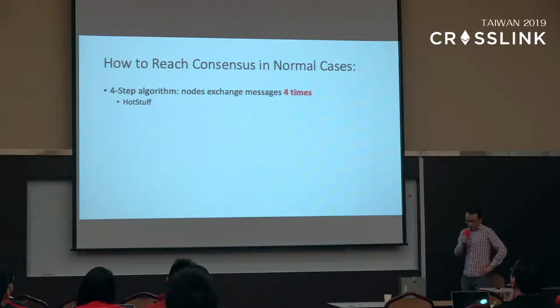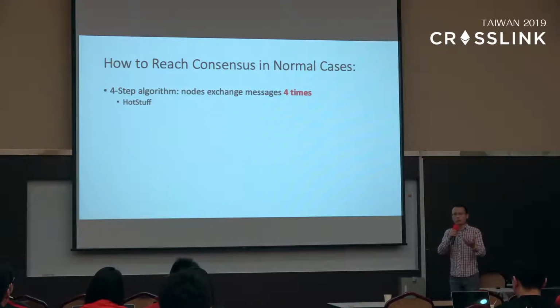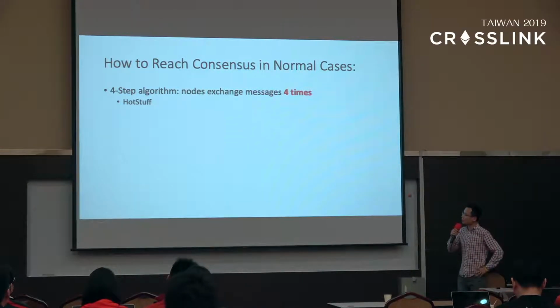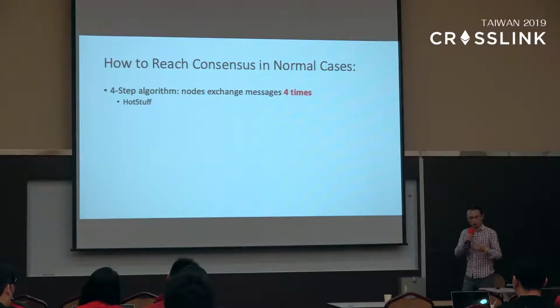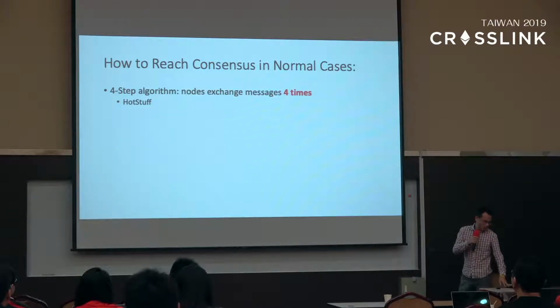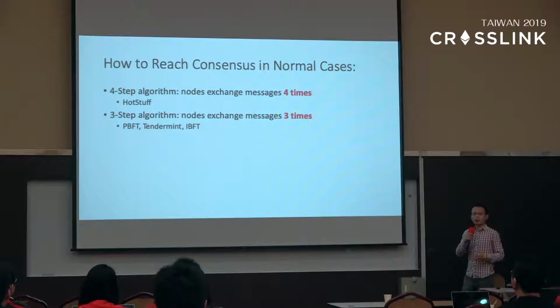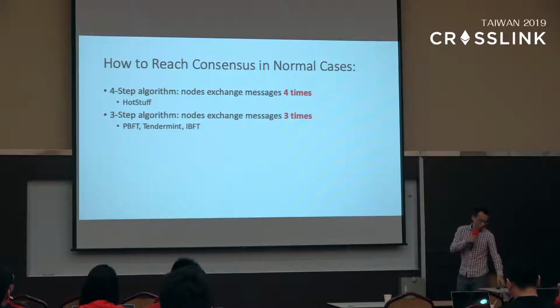Next, I'm going to divide consensus algorithms into several groups according to how they reach consensus in the normal case. The first group I call the 4-step algorithms. These are algorithms that reach consensus by exchanging messages 4 times in the normal case. Examples include HotStuff and Libra. We also have some 3-step algorithms, and here you see some very famous consensus algorithms like PBFT, Tendermint, and IBFT. Now we have 4 and 3, so why not 2?